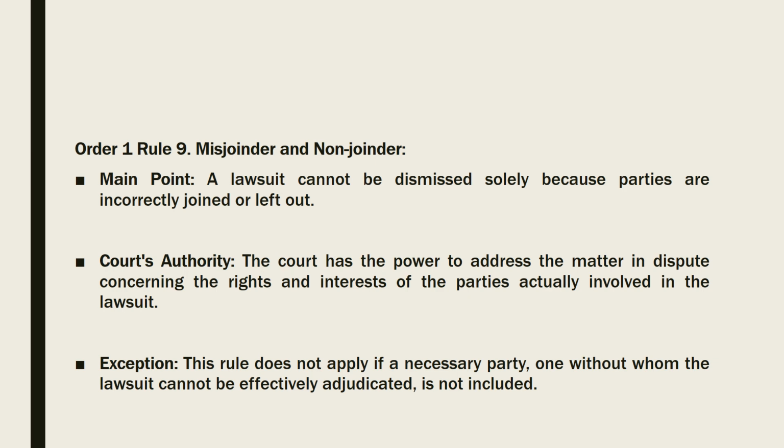One of the most important rules, that is Order 1, Rule 9, misjoinder and non-joinder. A lawsuit cannot be dismissed solely because parties are incorrectly joined or left out. The court has the power to address the matter in dispute concerning the rights and interests of the parties actually involved in the lawsuit. There is one exception: this rule does not apply if a necessary party, one without whom the lawsuit cannot be effectively adjudicated, is not included.